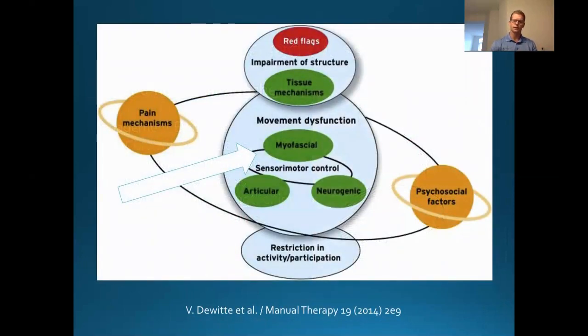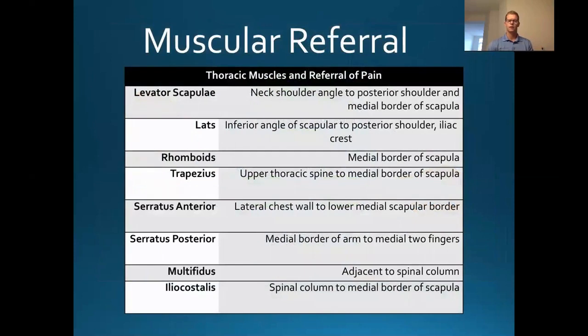And something that I don't talk about a ton here, but we're also going to be looking at the muscles as a source of dysfunction, so the myofascial structures. Each muscle has been shown to have a certain referral pattern. So if we think that the levator is a source of problems, we might be looking down at the neck shoulder angle to posterior shoulder and the medial border of the scapula, that could be its referral pattern that could be causing neck pain.